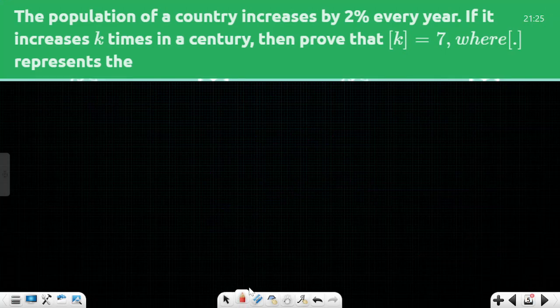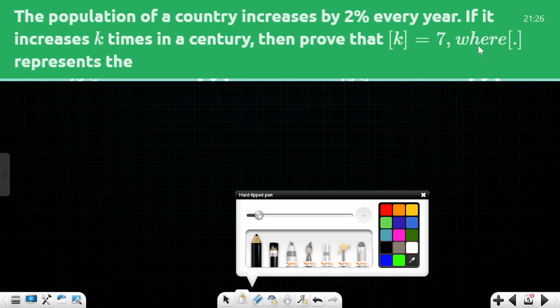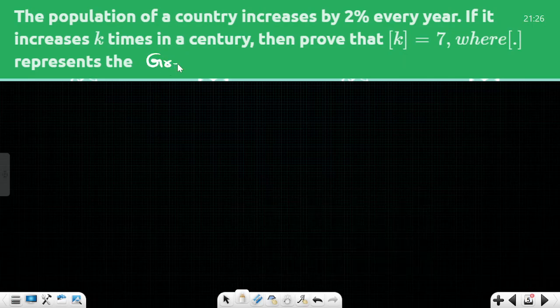So the next question, read the question. The population of a country increases by 2% every year. If it increases k times essentially, then prove that the greatest integer function of k is equal to 7. Okay, that's what he wanted to say, that this represents the greatest integer function. He wanted to say it, but that point is missing, greatest integer function. Okay, so fine.